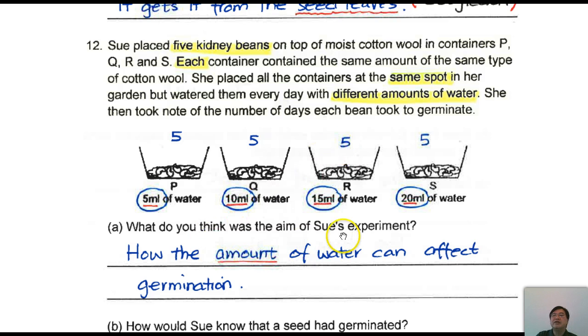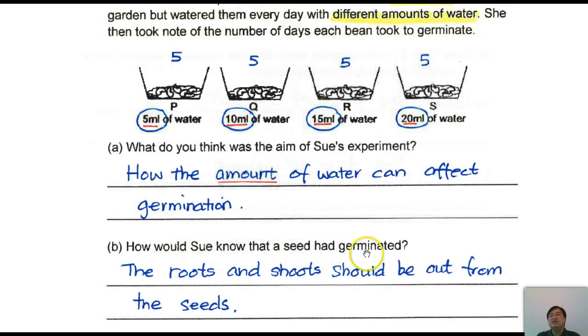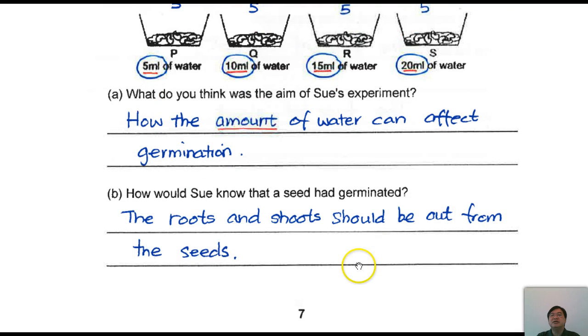Now what do you think is the aim of the experiment? If the water varies, then we are talking about how the amount of water can affect germination. Amount means, is it 5 milliliters, is it good? 10 milliliters, is it good? Or 15, and so on. That's what the experiment is about. Now, how would Sue know that the seed had germinated? Now, this is a straightforward answer. The roots and the shoots should be out from the seeds. Then she would know whichever comes out first.